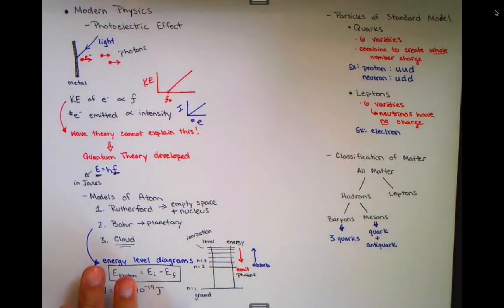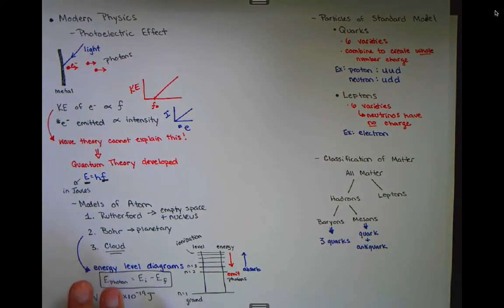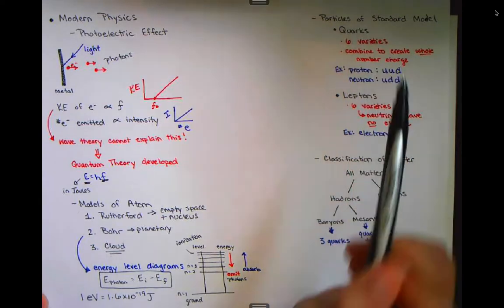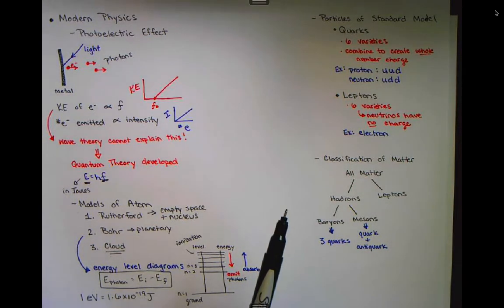And then the very, very last thing was the Standard Model and the particles that are found inside the nucleus. Right? So protons and neutrons are made up of smaller particles known as quarks. There are 6 varieties of quarks. So we talked about all 6 of those very quickly. They're on your reference table. Up, down, top, bottom, charm, and strange.